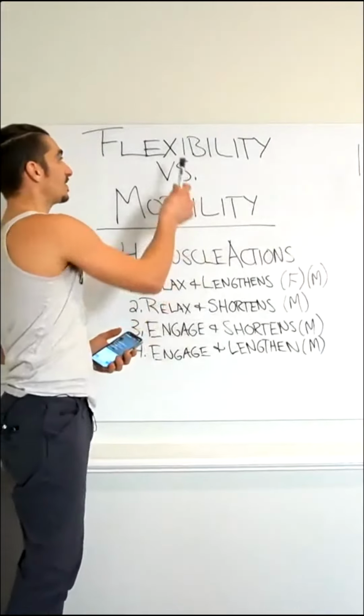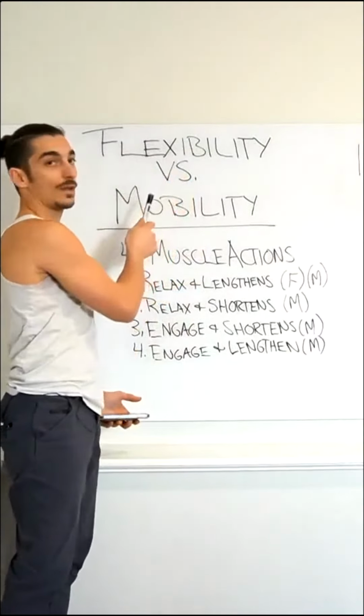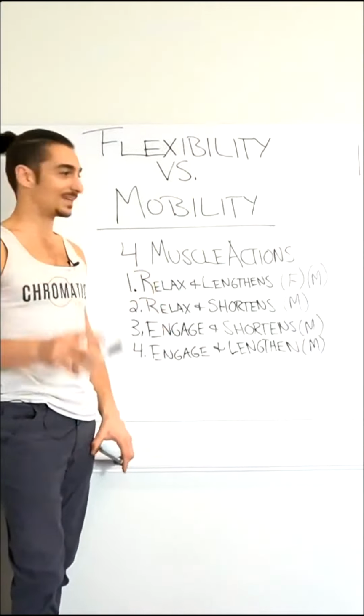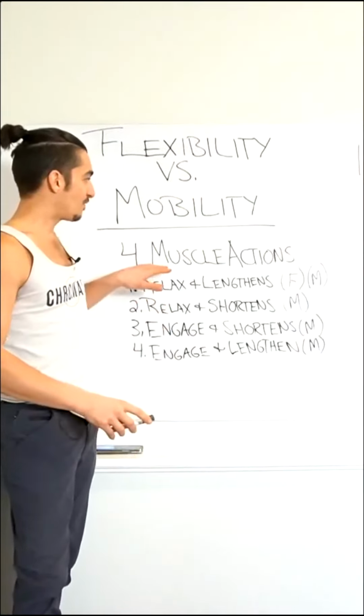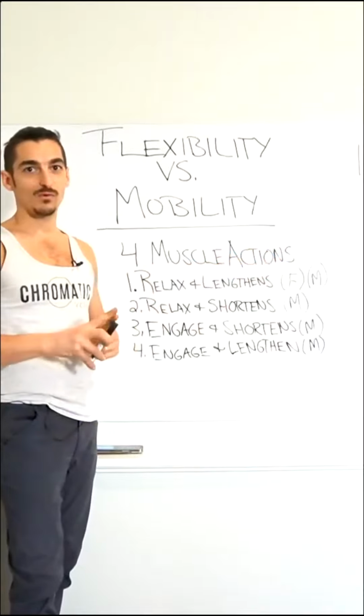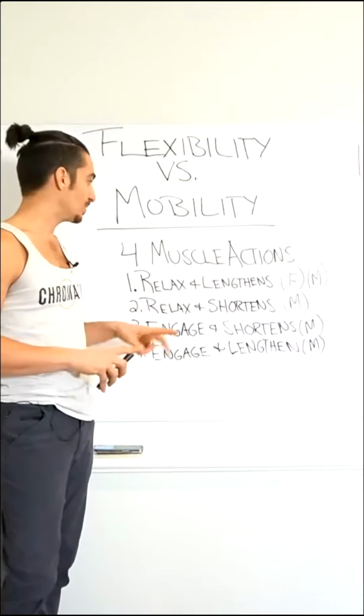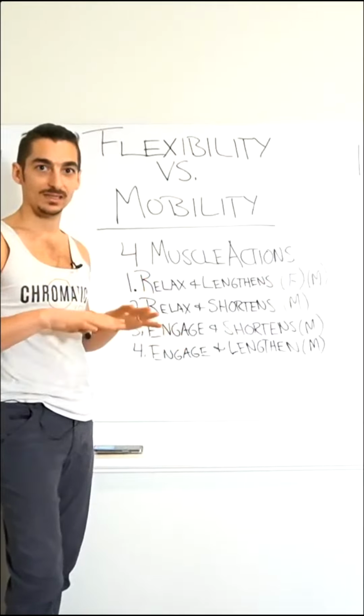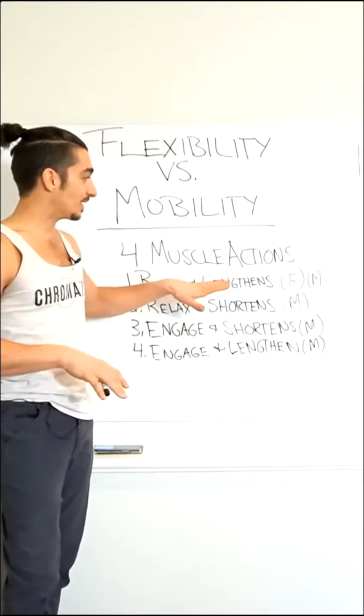So we're discussing the topic of flexibility versus mobility. Flexibility and mobility share one thing in common, and that is there are 4 muscle actions. The 4 muscle actions include relaxing a muscle, so disengaging it, willingly not engaging it, and lengthening it.